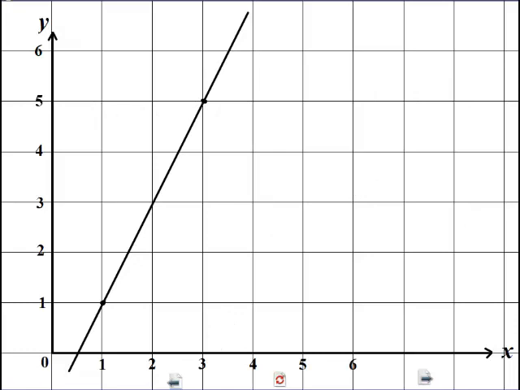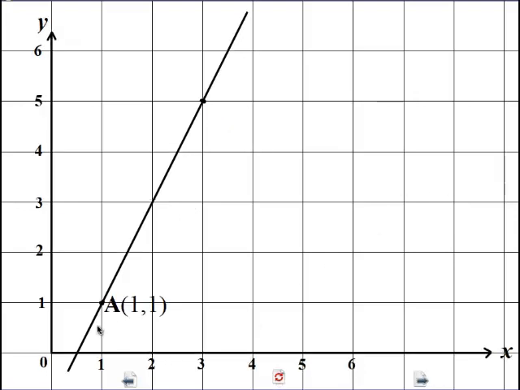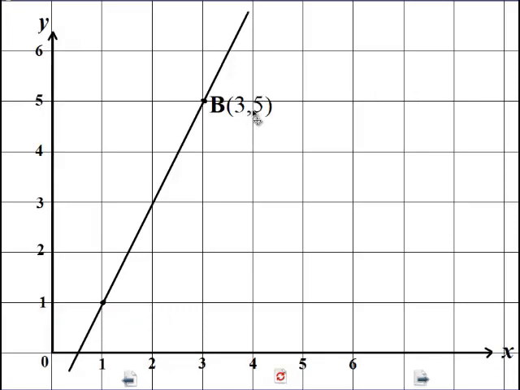So the first thing is to choose any 2 points on the line, and then determine the coordinates of those 2 points. So here, point A and point B are the points that I've chosen. So that's the first step. Then the second step is to determine the x and the y coordinates of that point. In this case, 1, 1 is the point A, and 3, 5 are the coordinates of the point B.